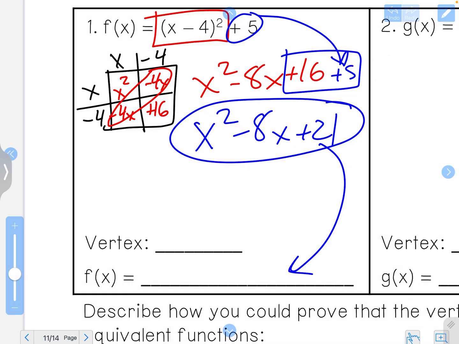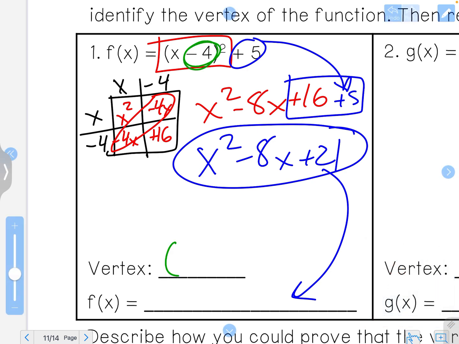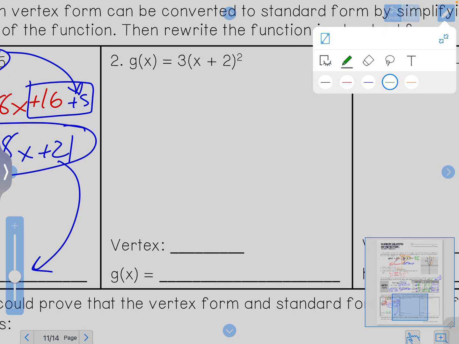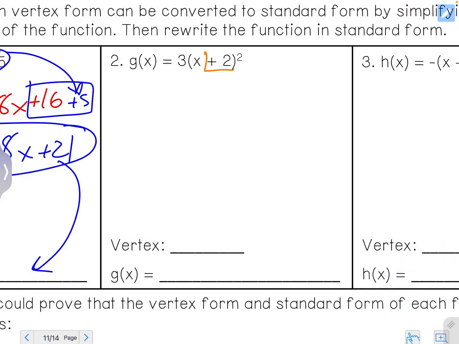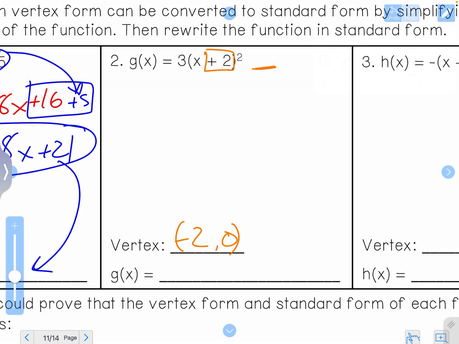But again, if they give it to us in vertex form, we can very quickly find out our vertex. We've got to flip the sign of what's inside the parentheses, and then we put what's outside the parentheses down next. So again, I'm going to find the vertex first because a lot of times that's easier. We got to flip our sign, so it's going to become negative. There's nothing after the parentheses, so it's going to be 0.